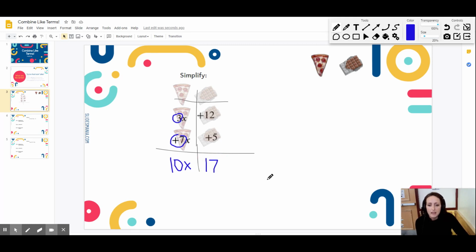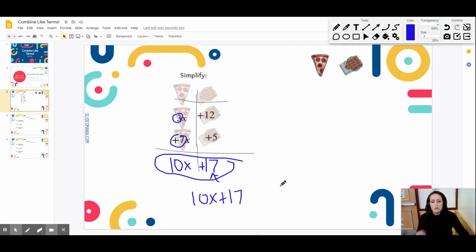Now, this isn't your final answer. This is just an organizer. Our final answer we'd have to write as an expression. So we start with 10x. But then that 17 is problematic. It's a positive 17. And since it's positive, that's what's going to make me add. So add 17. This is the general thing you can think about when you're combining like terms. Would you or would you not want your pizza with your chocolate? Same x's, same variables go together, and constants go together. So basically, like terms go with like terms.